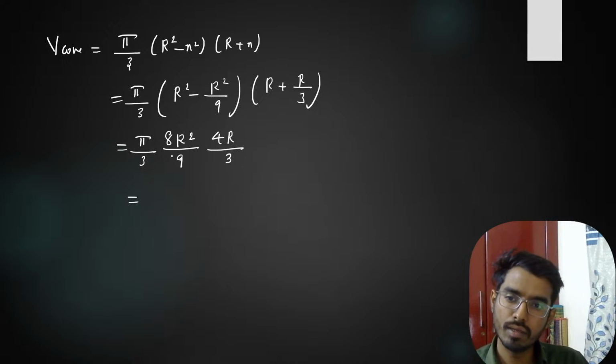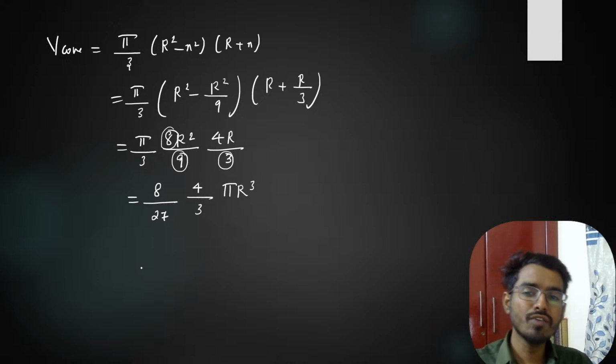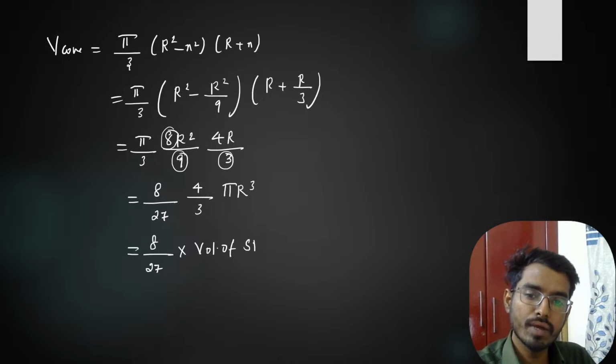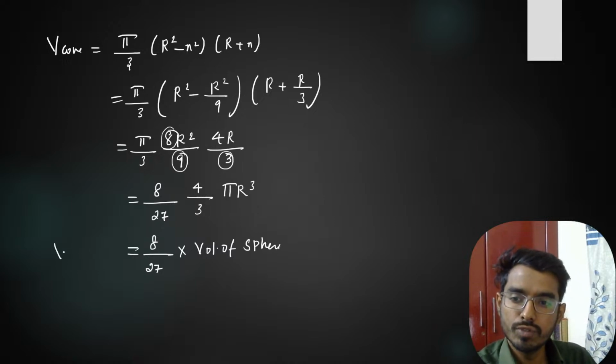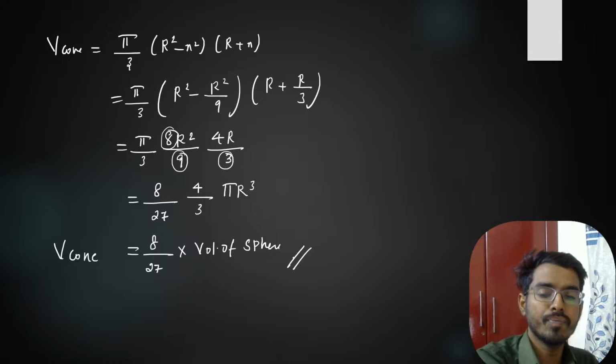So 8 by 27, remaining what you will have is 1 by 3 pi r cube, right? 4 by 3 pi r cube. Now what is actually 4 by 3 pi r cube? It is nothing but the volume of sphere, right? Because for sphere our radius is capital R. So we have shown that the volume of cone is 8 by 27 of volume of sphere, right?